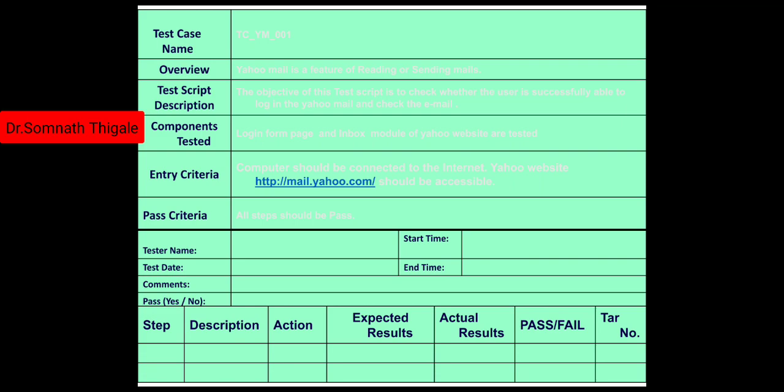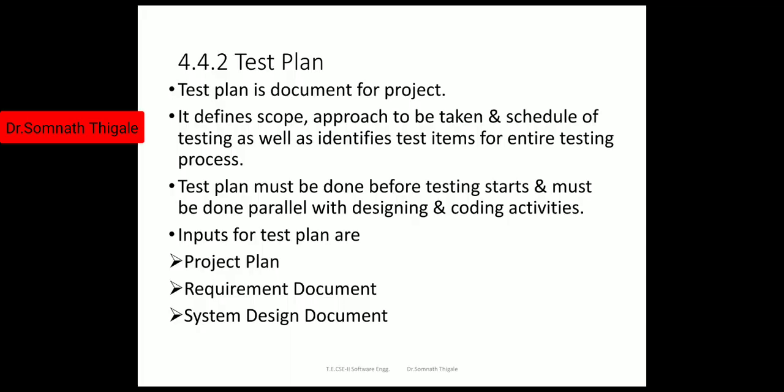They simply need to follow all the steps, and the steps are described in the test case. So the test case is one document which helps a software tester know what he or she is supposed to perform throughout the testing life cycle, maybe manual testing or maybe automation testing. So what does the test plan document cover? It defines the scope, the approach to be taken, and the schedule of the testing, as well as identifying the test items for the entire testing process.